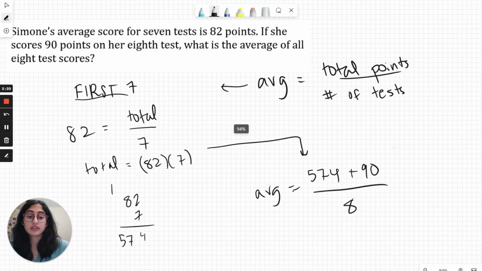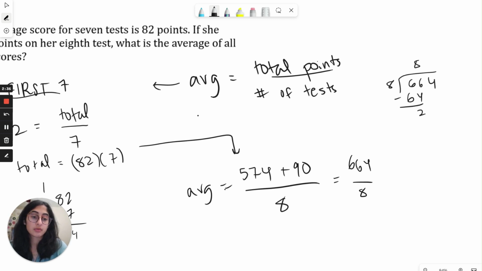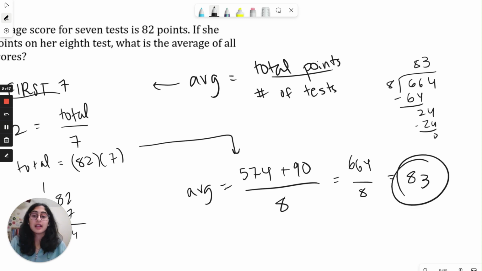And so 574 plus 90, that's equal to 664 over 8. Let's divide this. 664 divided by 8. Well, 8 goes into 66 8 times. Subtracting 24, so 83 is what we get. So this simplifies to 83, and therefore the average of all of her test scores is 83 points.